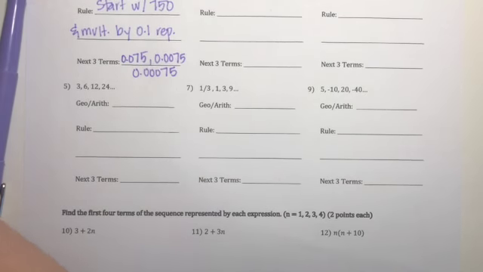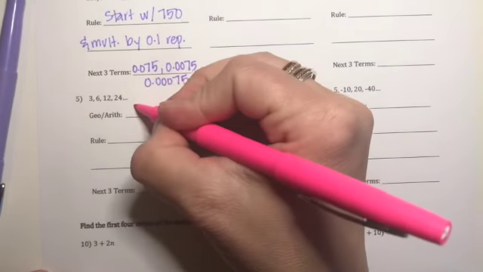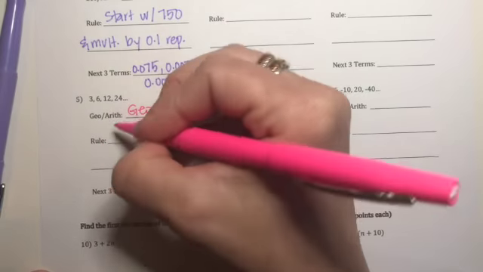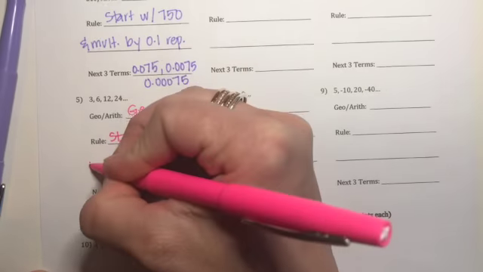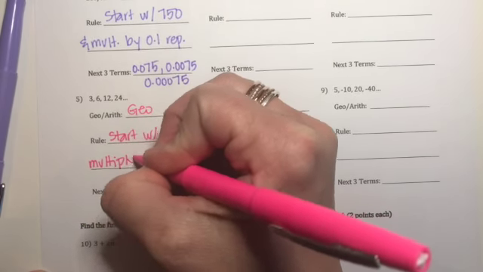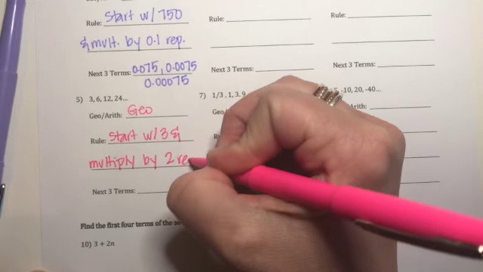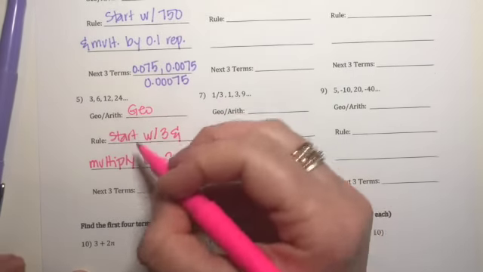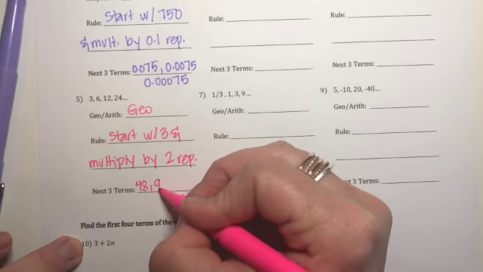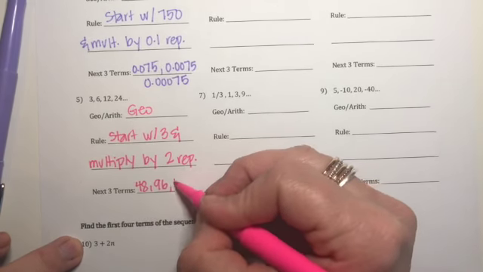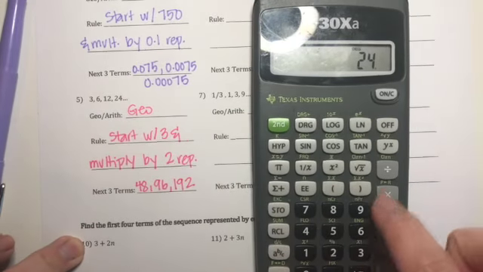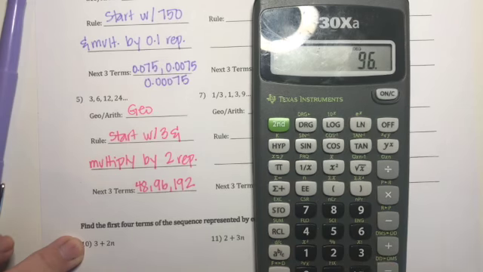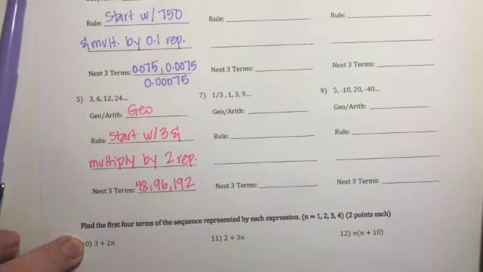Okay, let's look at the next one. Looking for a different color. Here we go. Okay, what's happening on this one? It is geometric. And the rule is start with 3 and multiply by 2 repeatedly. Okay, and then the next 3 are 48, 96, and 192. Let me double check. 24 times 2, 48 times 2, 96 times 2, 192.